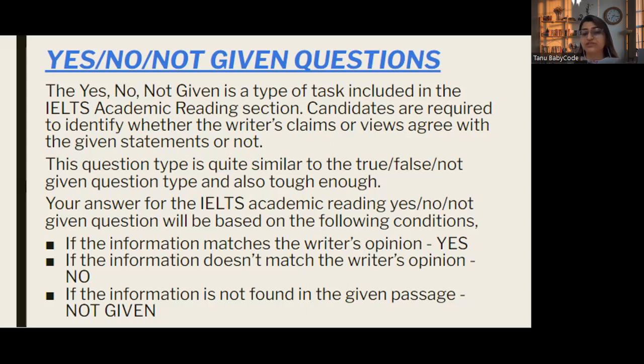Suppose if your statement matches with the writer's opinion, then that statement is said to be yes. If the information does not match the writer's opinion, suppose it contradicts, it is opposite to what the writer claims, then it is said to be no. But if the information is not found in any of the given passage, then it is said to be not given, right? So you need to identify whether the writer's claims or views agree with those statements or not.